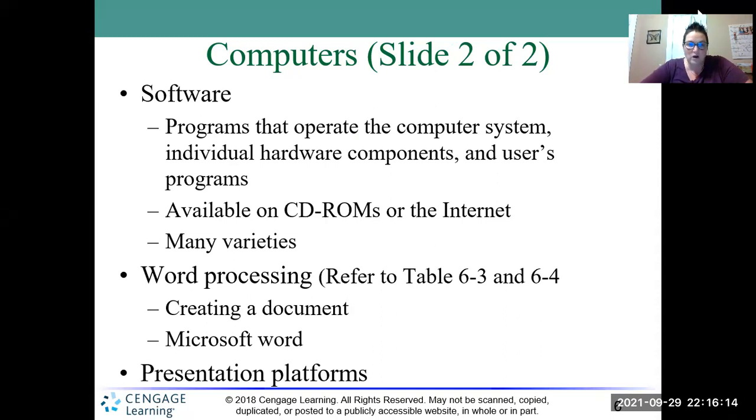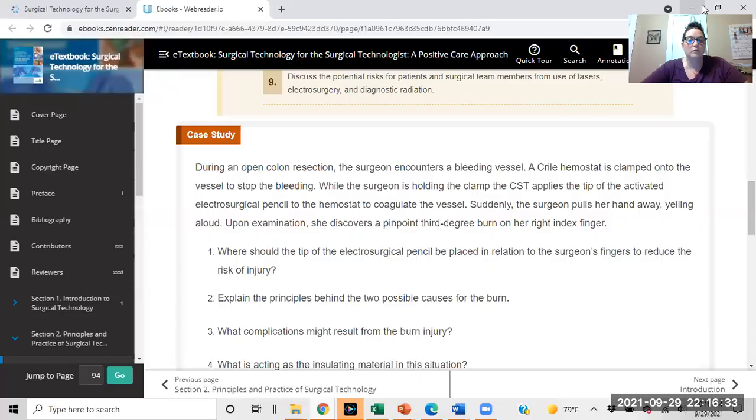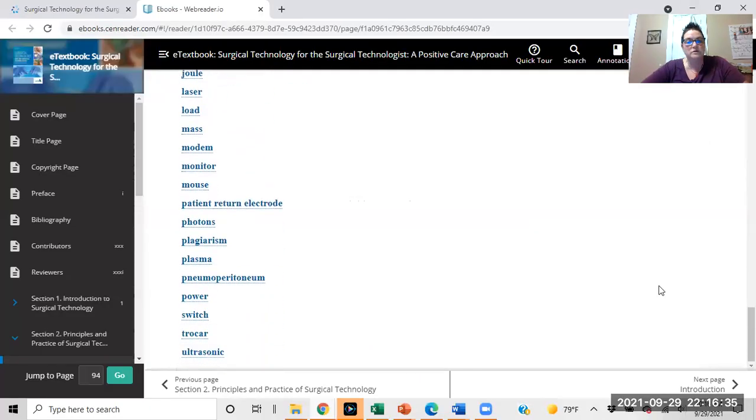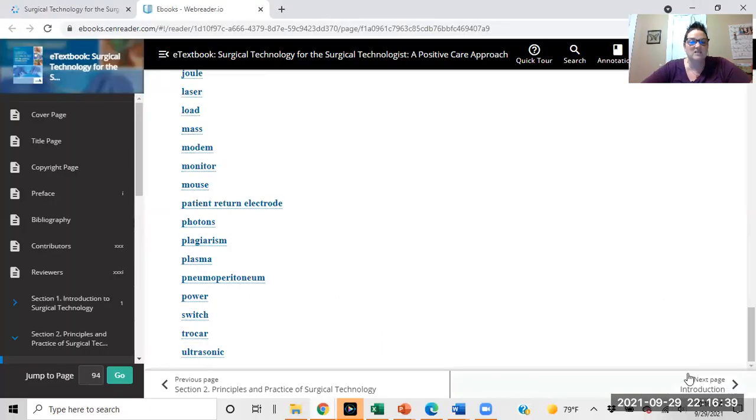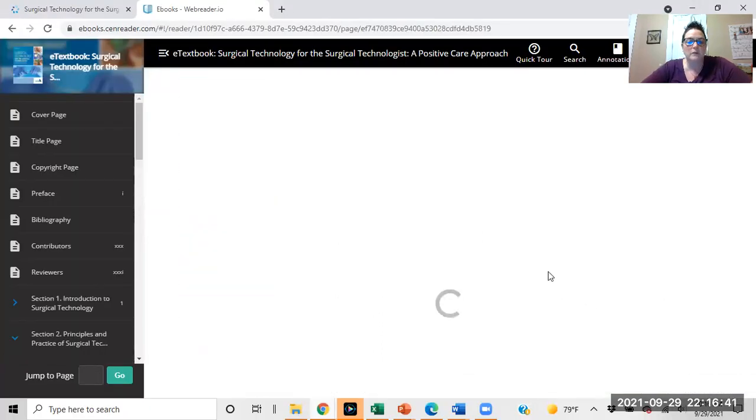These are all the software, the individual hardware components, user programs, available on CD-ROMs or the internet. There are many varieties of different types of software. Word processing, we're going to look at the book itself, what was that table, 6.3 and 6.4. So looking at these are the key words, of course.